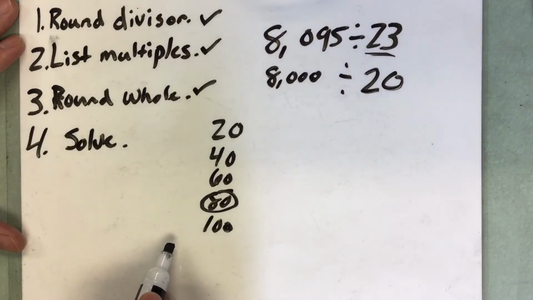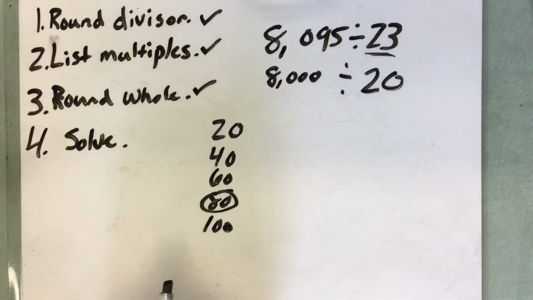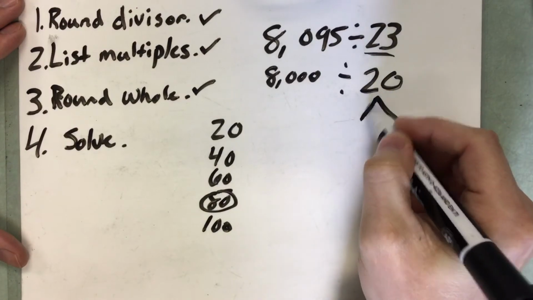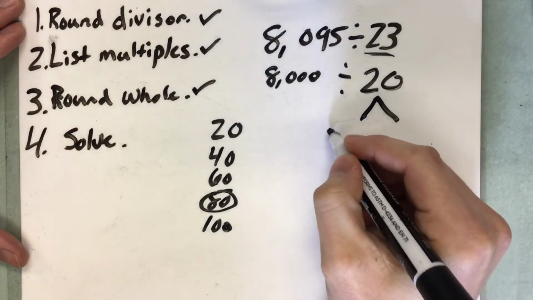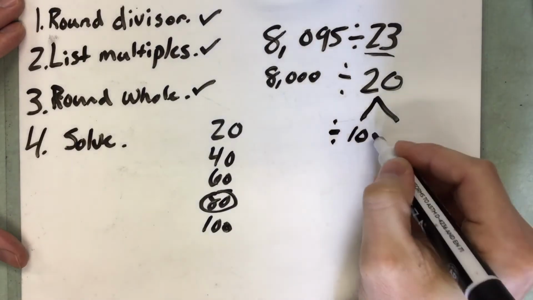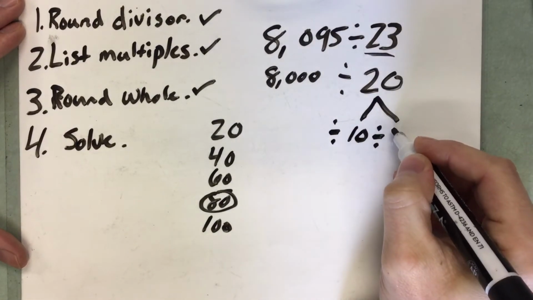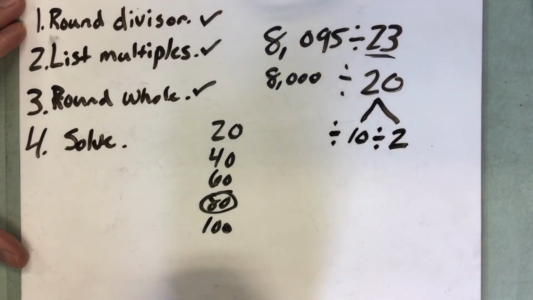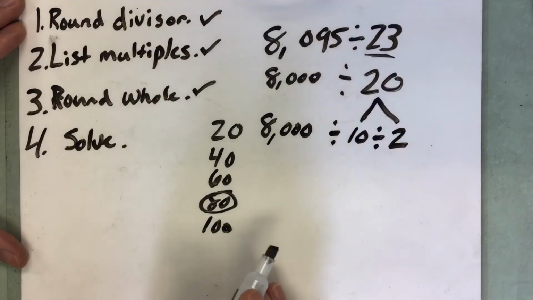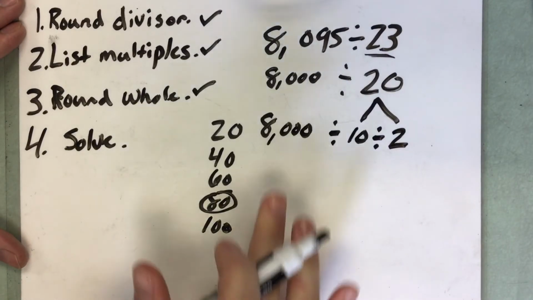Now I just need to solve. So, is there a way that we can divide this pretty quickly? Yeah. So I know that I can pull this 10 out, since that represents 2 tens. And I can say that that represents divided by 10. And how many tens do I have? I have 2. So now this becomes 8,000 divided by 10 divided by 2.